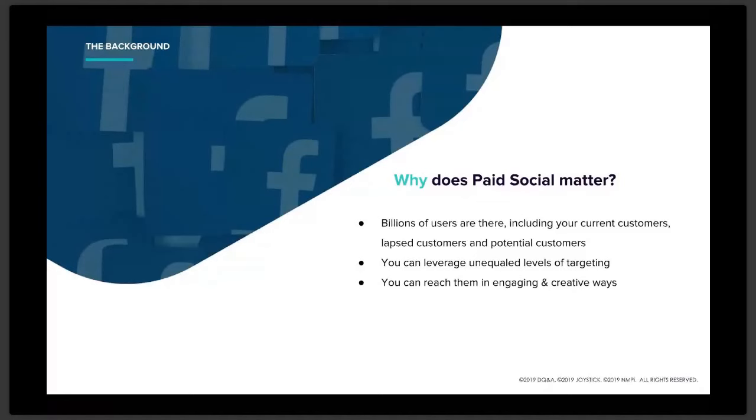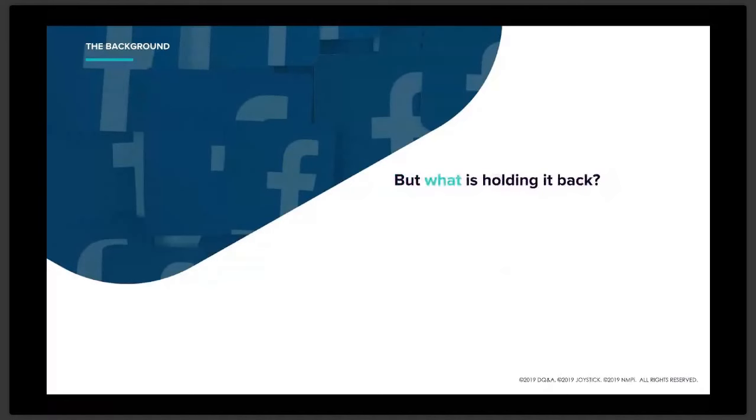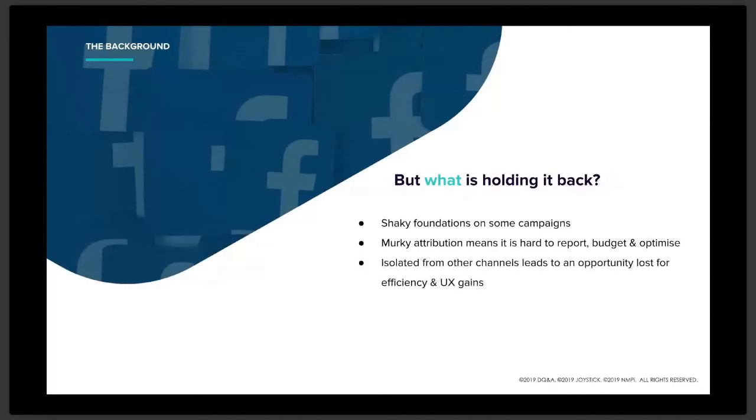So we've now veered back to the positive sides of Facebook, but there are still a few factors that are holding it back from achieving its potential with many advertisers. This can start off from a loss of opportunity within the platforms themselves, where some campaign build errors can impact activity on a large scale. Moving on from that, attribution is notoriously tricky with social, making it hard to report, budget, and then also optimize. And finally, the often siloed state of social from other channels sacrifices many potential performance and also user experience gains.